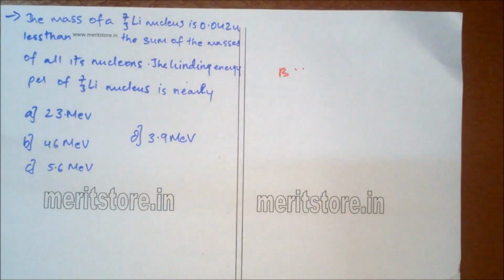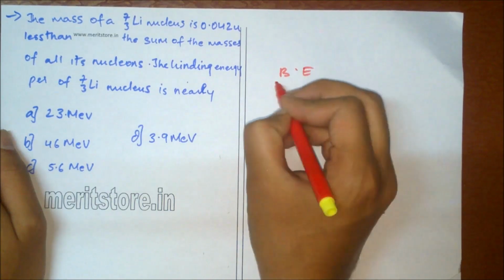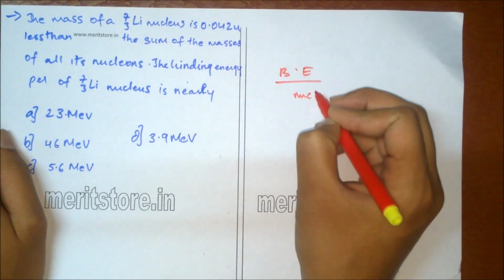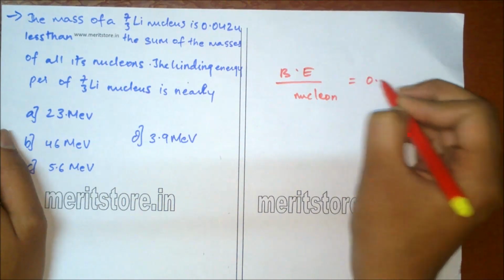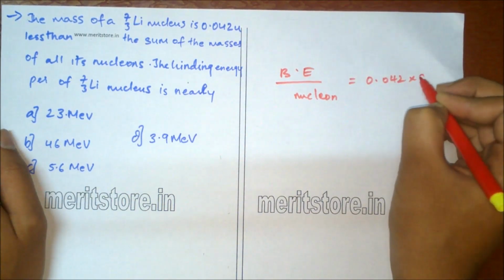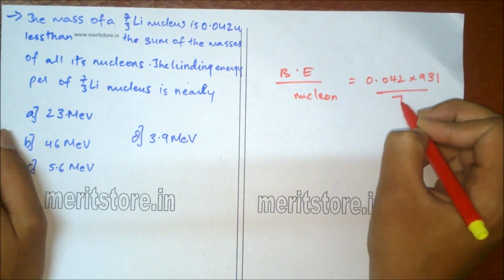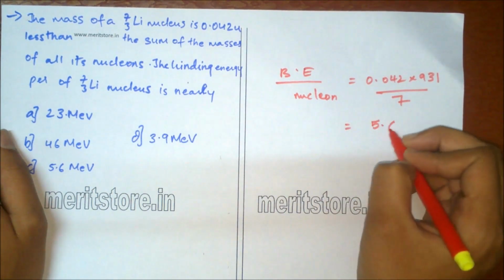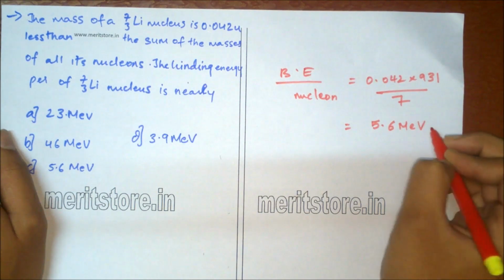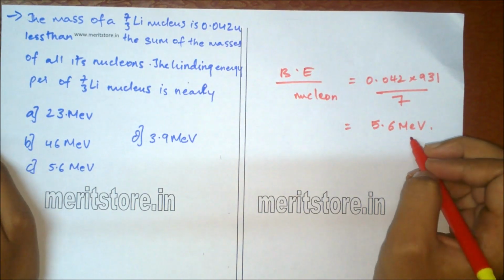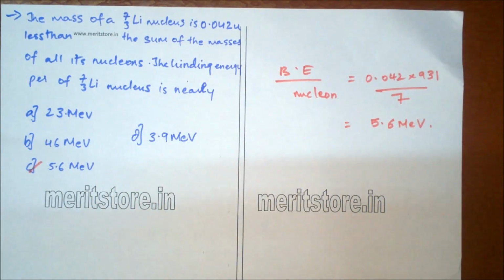Mass defect of lithium nucleus is 0.042 atomic mass unit, which is less than the sum of the mass of its nucleons. The binding energy per nucleon of lithium nucleus is nearly. We have to find the binding energy divided by per nucleon, which is equal to 0.042 into 931 upon 7. On solving this, we get 5.6 mega electron volt. So option C is the correct answer.